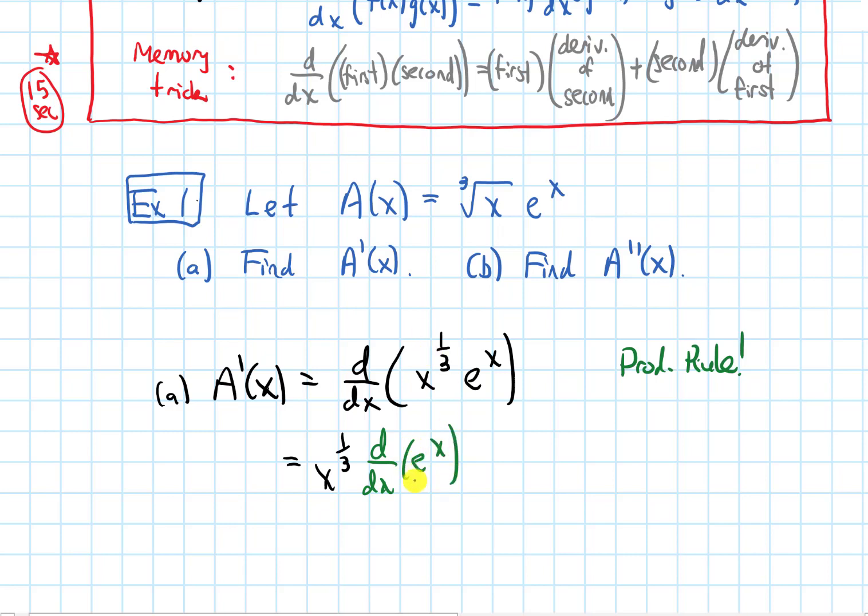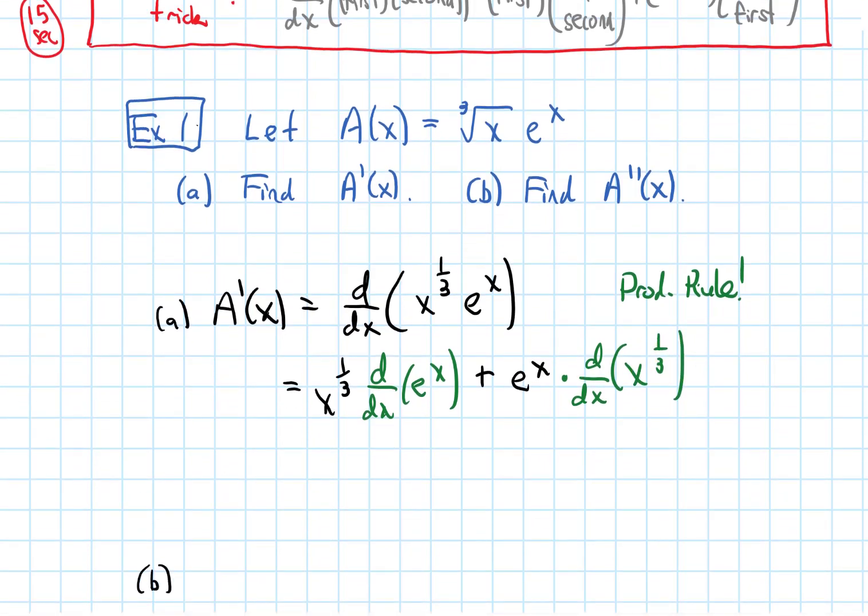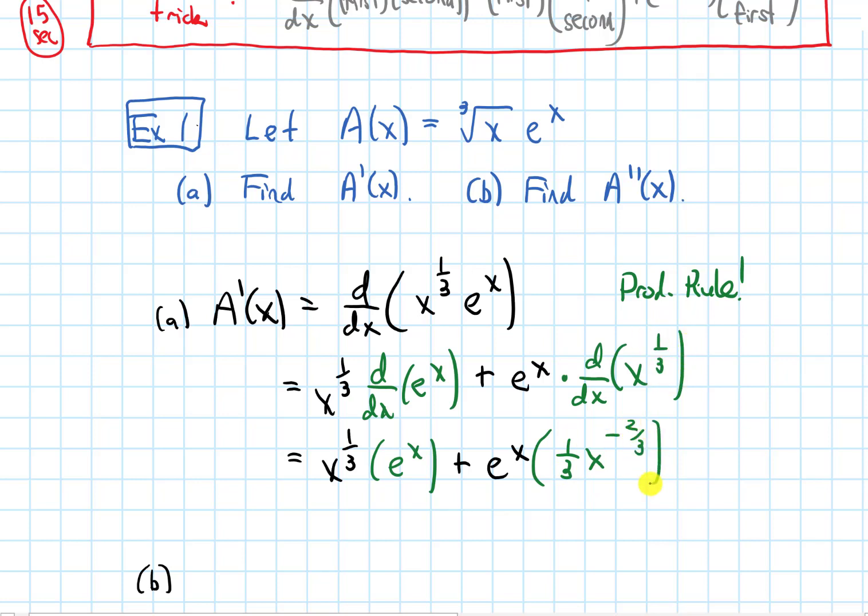I'm going to try to write all my derivatives in green. And then plus the second function, e to the x, times the derivative of the first. So times the derivative of the first, x to the 1/3. All right, and now let's evaluate these derivatives. So we get x to the 1/3 times the derivative of e to the x is just e to the x. And then I get plus e to the x times the derivative of x to the 1/3. I need power rule here. The 1/3 comes down. And then I get x to the, subtract 1 from the power, and I get negative 2/3. And that's my derivative.